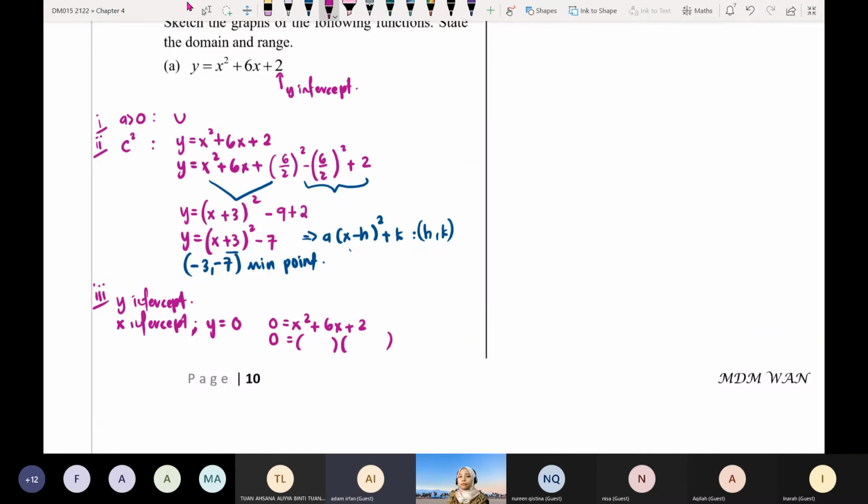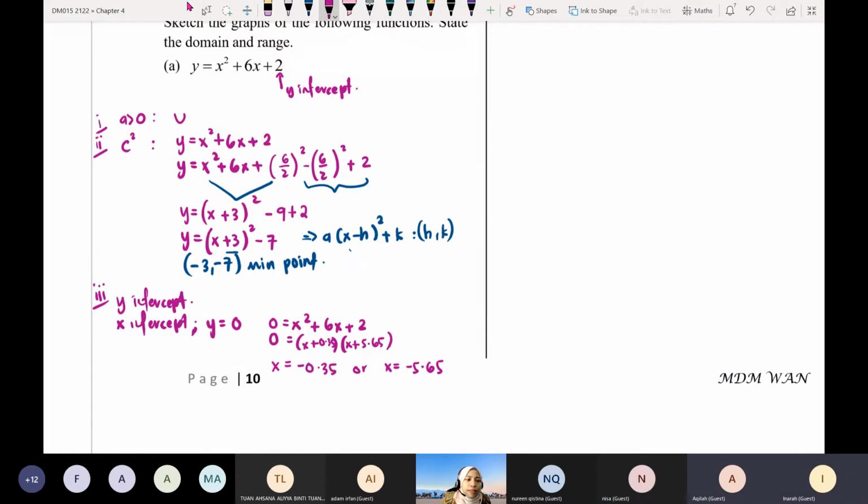Dapat, ada point lah. Tak apa, tak masalah. x is equal to negative 0.35 and x equal to negative 5.65. So x plus 0.35, x plus 5.65. Betul? Betul. Okay, next step dia nak apa lagi?